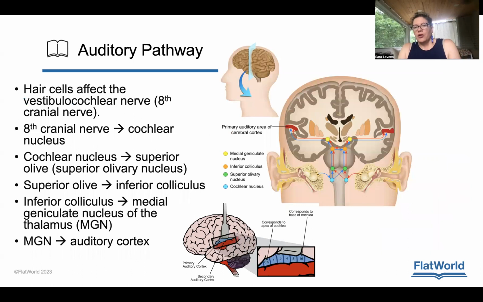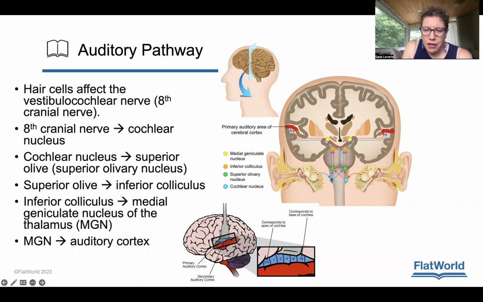All right. So these hair cells correspond to particular frequencies. Then how does this information move from these hair cells? These affect the vestibulocochlear nerve. So this right here shows aspects of the auditory pathway. The hair cells affect the vestibulocochlear nerve, then the nerve affects the cochlear nucleus. Here you can see aspects of the nerve. The nerve affects the cochlear nucleus.